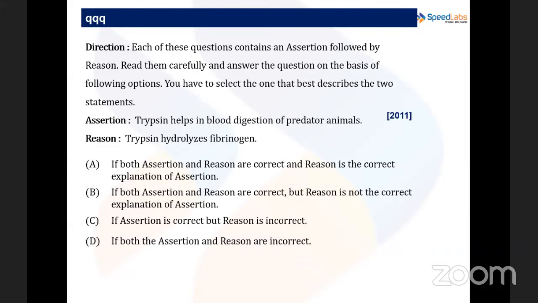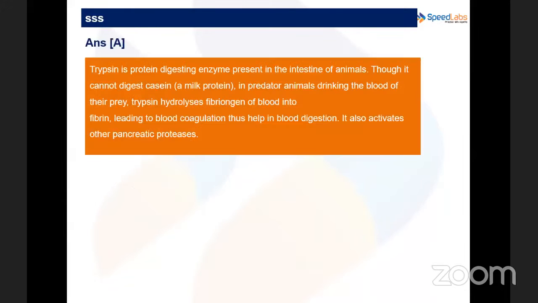So let's not get confused. If both A and R are correct, but R is not the correct explanation of A; if A is correct but the reason is incorrect; if both A and R are incorrect. A stands for assertion and R for reason, because all the incoming questions are of assertion-reason type. So the answer to this question is again A: the reason explains the assertion.